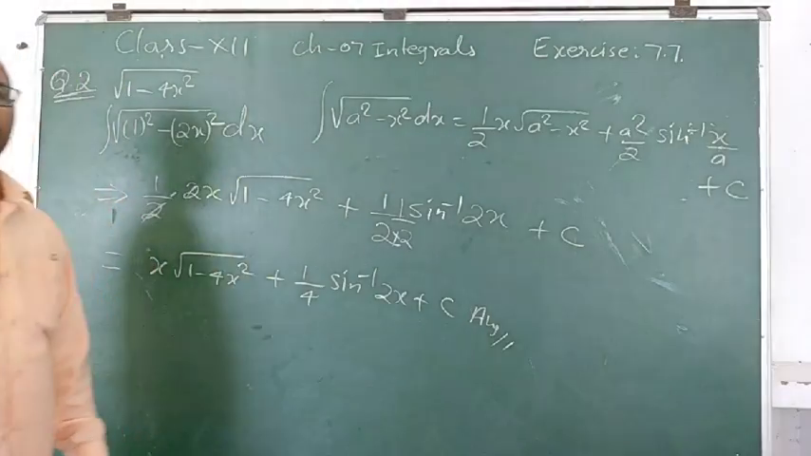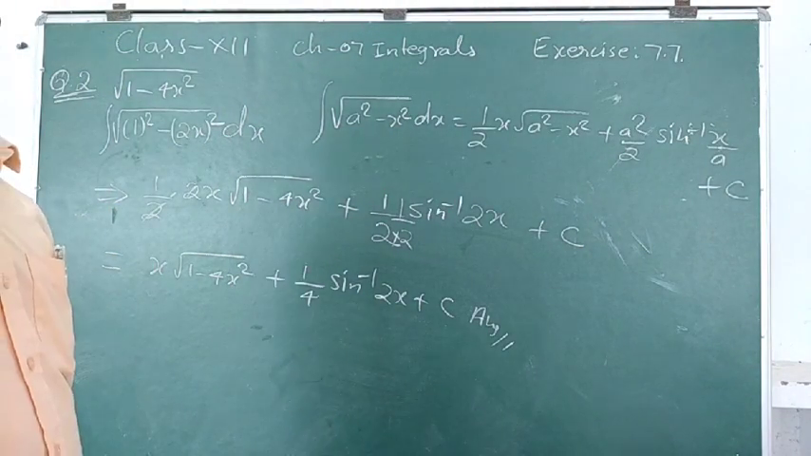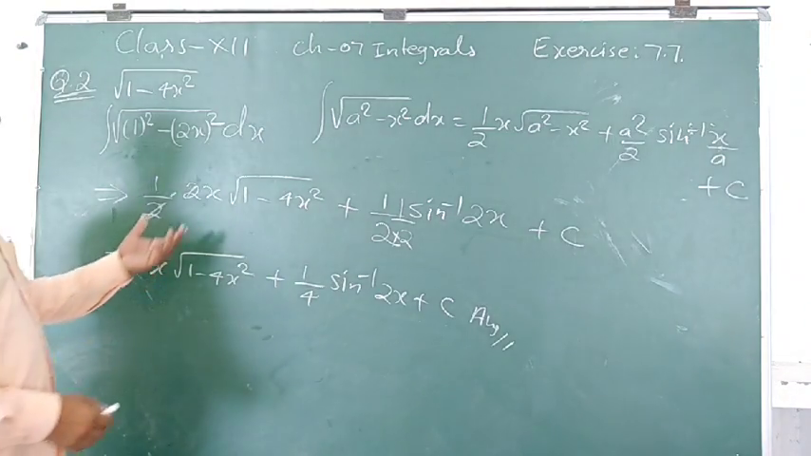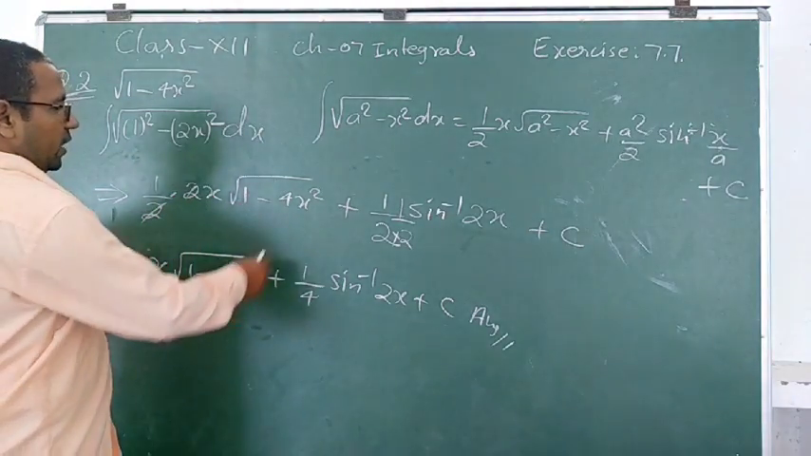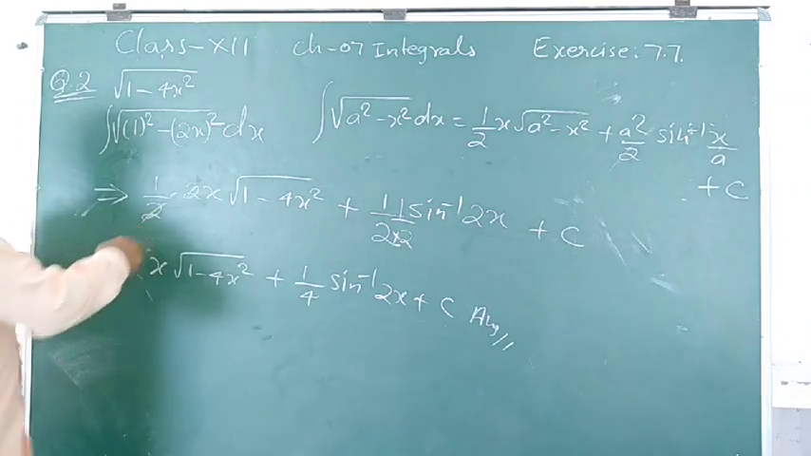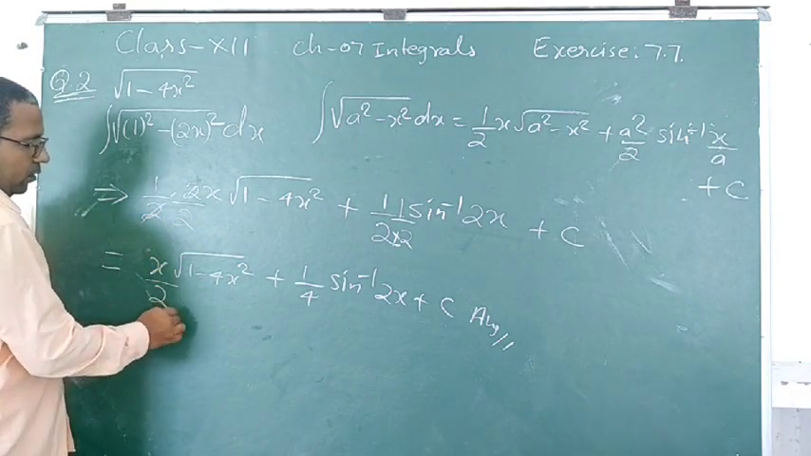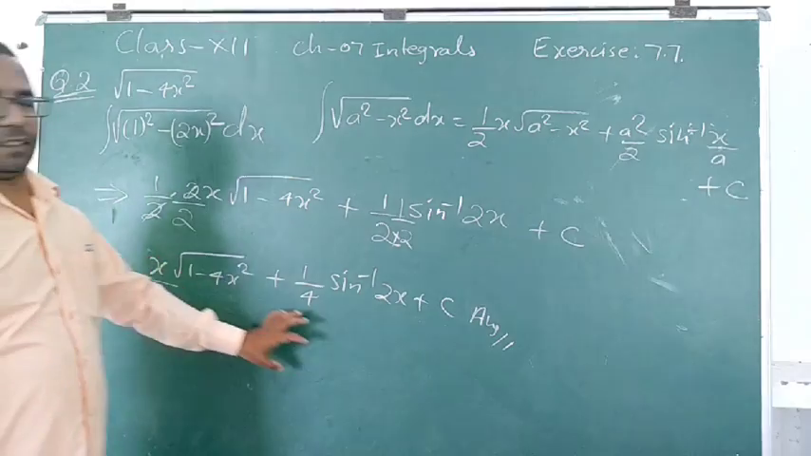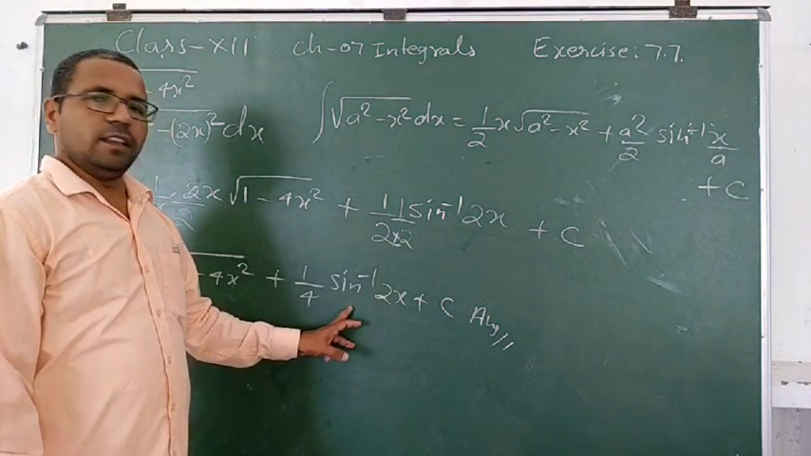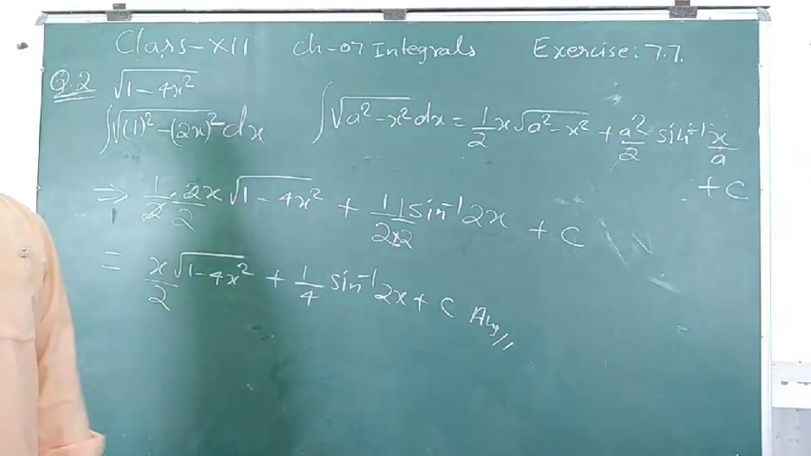So clear, students? So let's see. As we have done the integral of this one, what is the coefficient of x? The coefficient of x is here 2. That 2 will go in the division, so 1 by 2 is here. This much is your answer. As we have done on this side, in the same way we have to do it on this side also. So now this one is your answer.